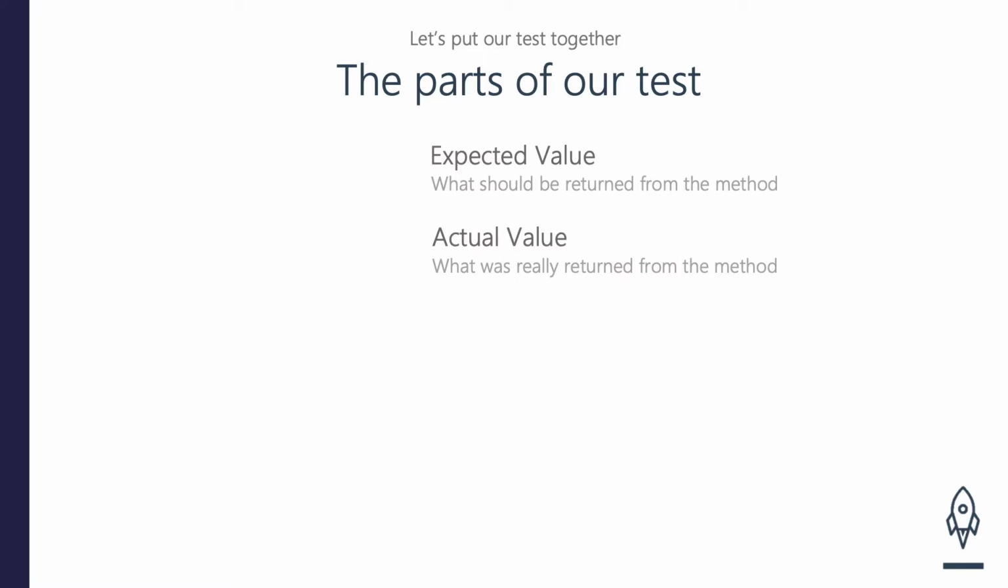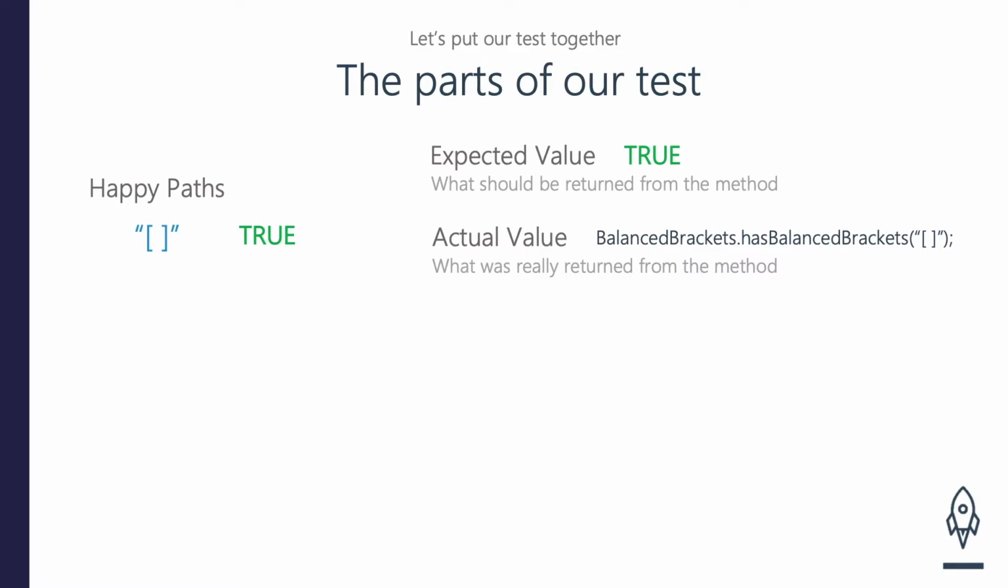Looking at our first happy path example, we have that open and close bracket, and it should return true. Our expected value here would be true. Our actual value, again, is what's returned from the method, so we have to call that method in the balance brackets class. Now we take all these parts and we're going to create a test out of this.